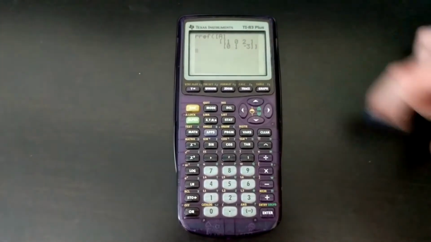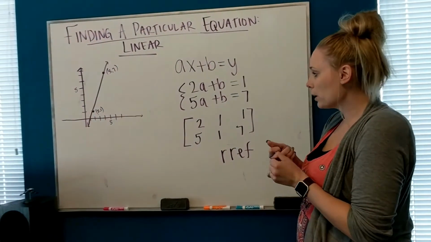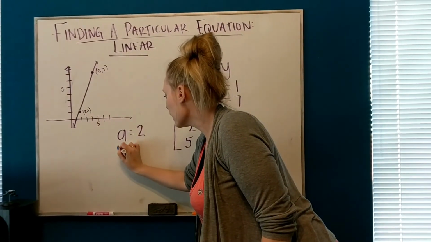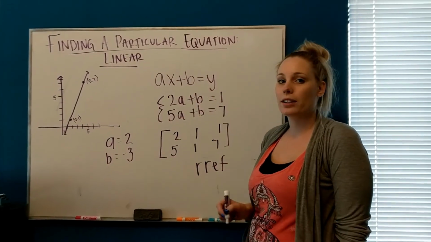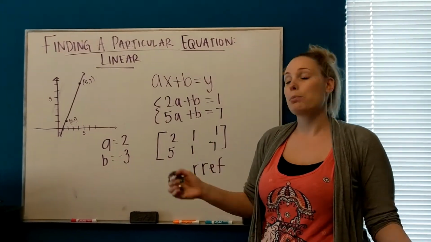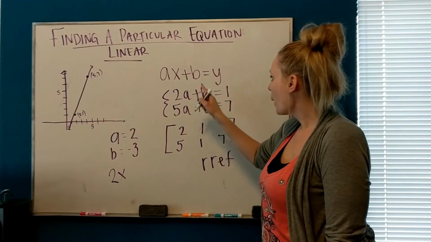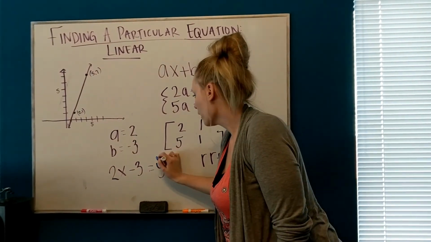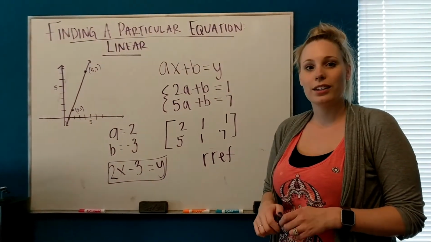Here's my solution, 2, -3. So what that told me is that a equals 2 and b equals -3. Now I can plug this back into the original equation, and that is my particular solution. a is 2, so I have 2x. b is -3, so minus 3, equals y. There is my particular solution. And that's how you do it using matrices.